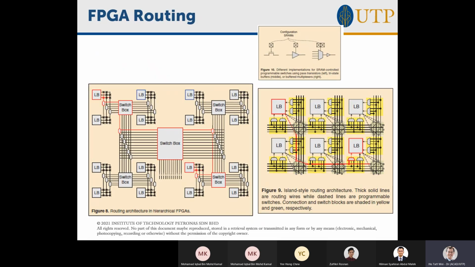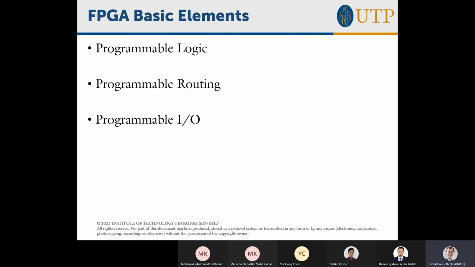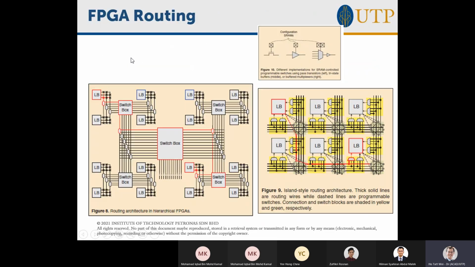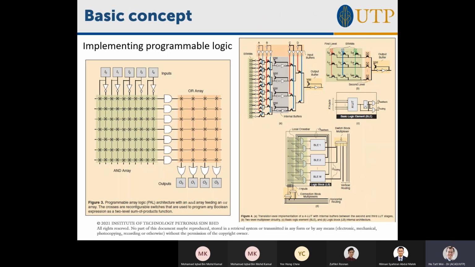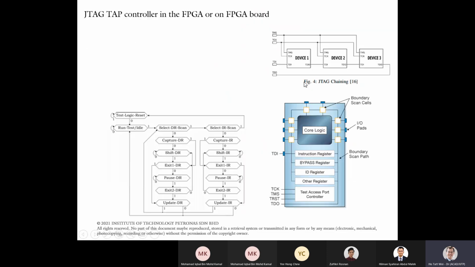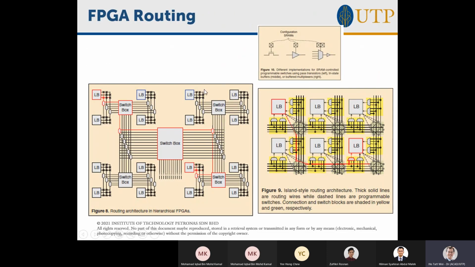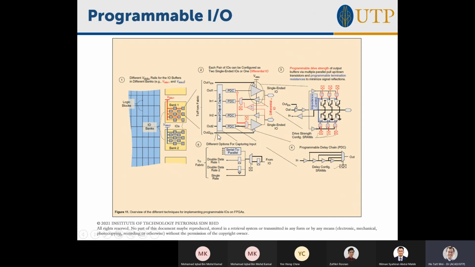So this is the programmable routing. So the three basic elements: programmable logic, which is how am I choosing my lookup tables and specifying my lookup tables; programmable routing, which is how am I connecting up all the logic blocks in my FPGA to the outputs and to one another; and the third element, programmable I/O.